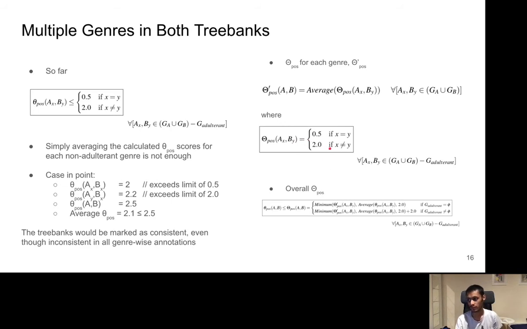Now, when we have to combine the different genres, AX, BY, it doesn't matter whether they might be the same or not, we use the minimum of this calculated theta dash POS as well as the average theta POS and 2.0. So 2.0 is the limit, so that when X is not equal to Y, then we have 2.0. So the average of 2.0, 2.0, 2.0, 2.0 would be 2.0, and that's when there are no adulterant genres. When there are adulterant genres, we add 2.0, and when there are no adulterant genres, we do not add this limit.